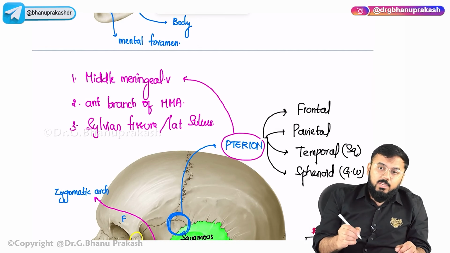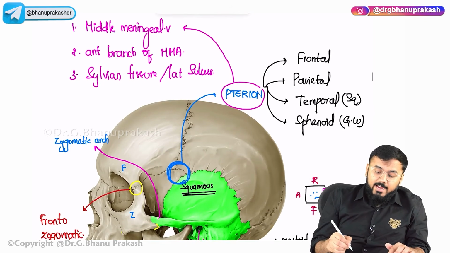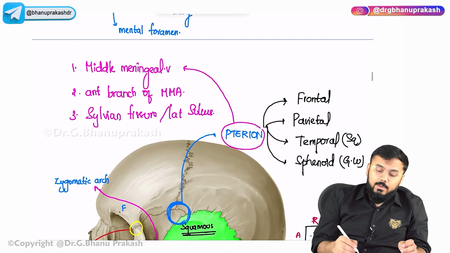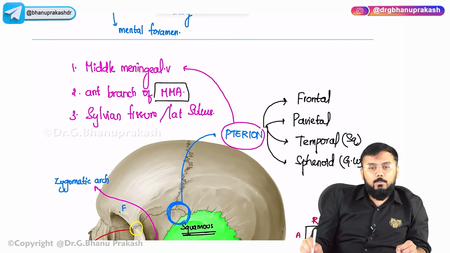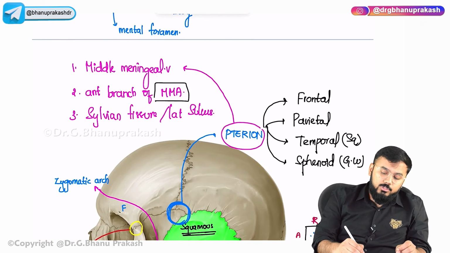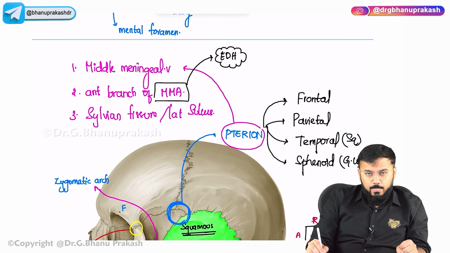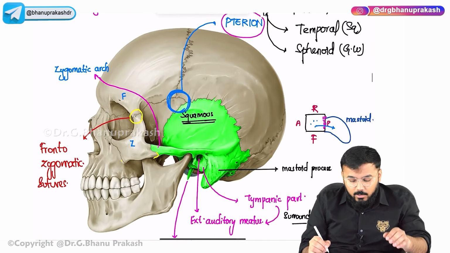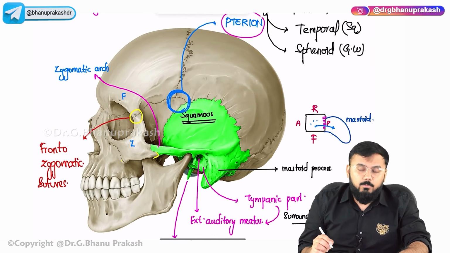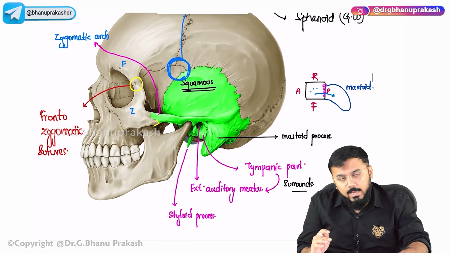So for example, if a patient is having a fracture of the pterion, what can happen? There can be a rupture of this middle meningeal artery. If there is a rupture of this middle meningeal artery, that would lead to a condition called extradural hematoma, EDH, or extradural hemorrhage. Right, clear all of you now? So these are some of the important parts which you see on the lateral side.